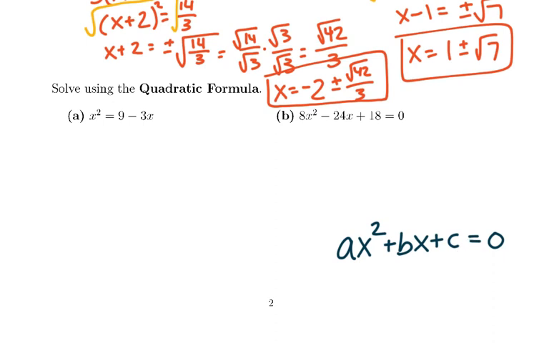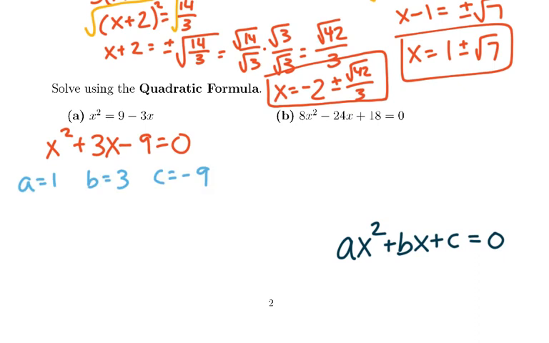So for the first example, I'm going to move everything to the left-hand side. I prefer it when my a value is positive. I also prefer that a value to be positive when I'm solving by factoring. Once you have it in this form, identify your a, b, and c values. You can use the quadratic formula.